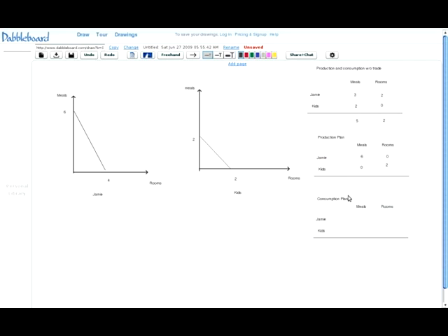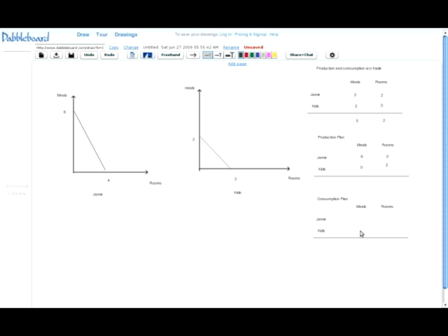Now I've created another space down here for the consumption plan. So this is how we're supposed to allocate all this production, the 6 meals in these 2 rooms, in such a way that at least one person's better off. Now I keep things simple. I'm just going to make it so that we're going to try to make me better off.